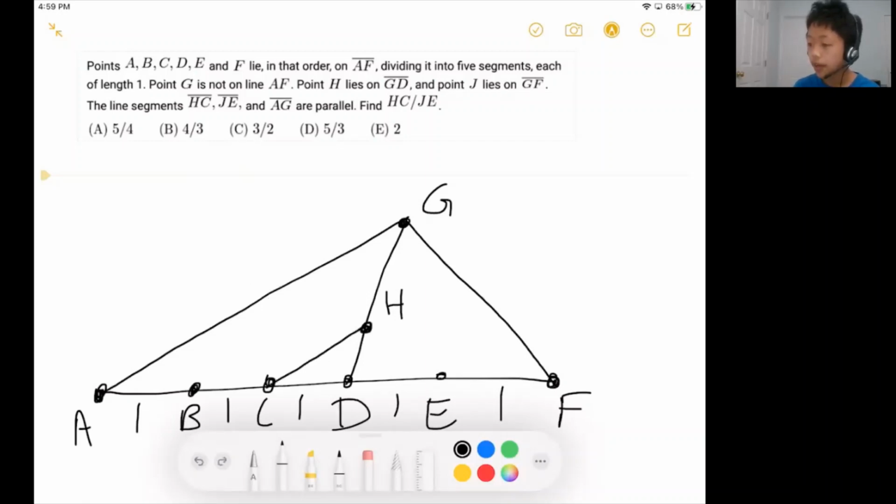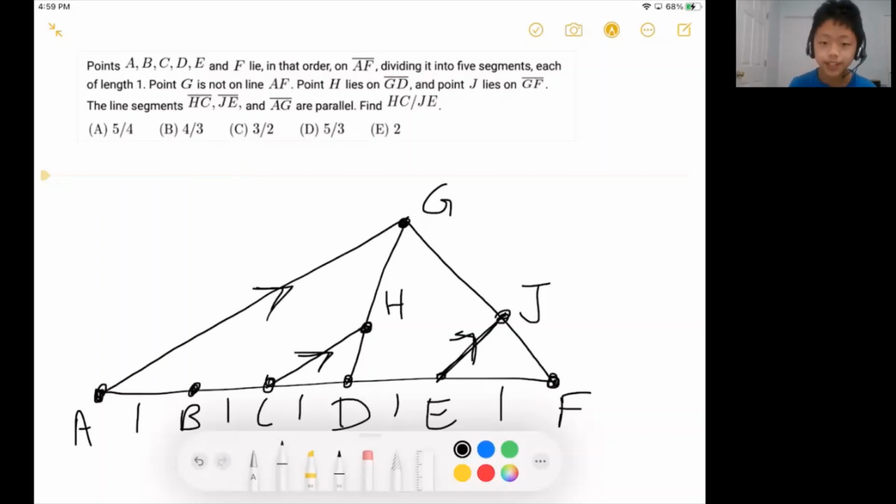And we know that J lies on GF, so that JE is parallel to AG. So all 3 of these lines are parallel. You can draw arrows to indicate that they're parallel. And we want to find the ratio of HC to JE.